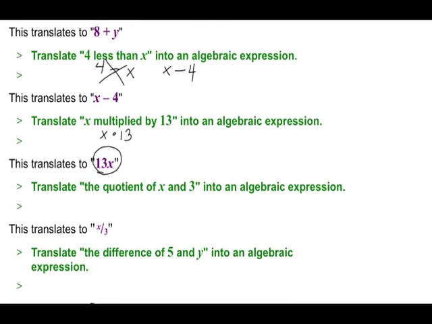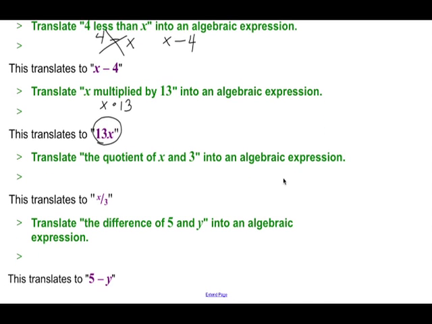Okay, next one, translate the quotient of x and 3 into an algebraic expression. We know quotient means division. Now, subtraction and division are not commutative. That means that you can't switch them around. 3 plus 5 is the same as 5 plus 3. 7 times 8 is the same as 8 times 7. So addition and multiplication are commutative. It doesn't matter which direction you go. But subtraction and division aren't.